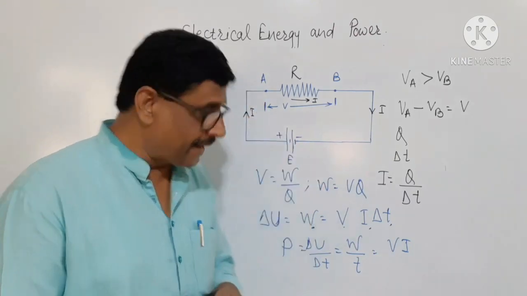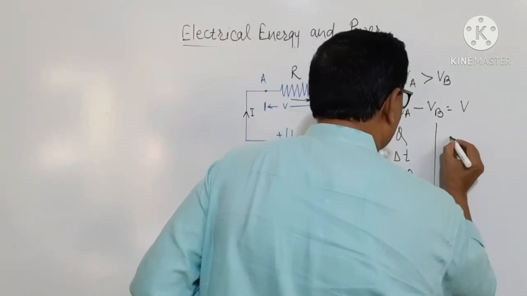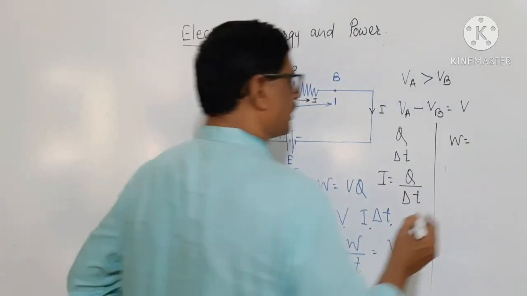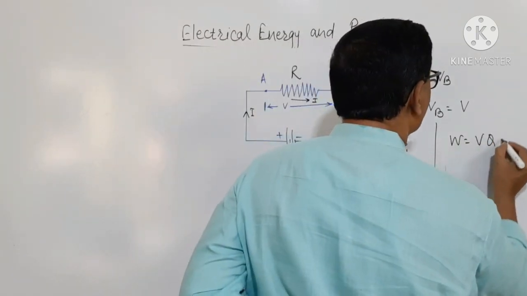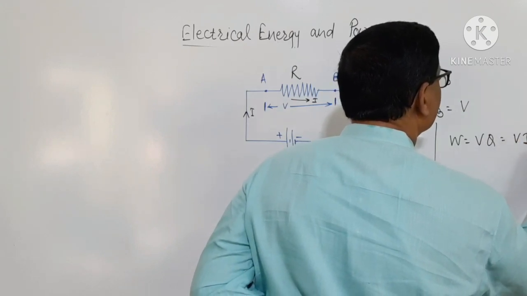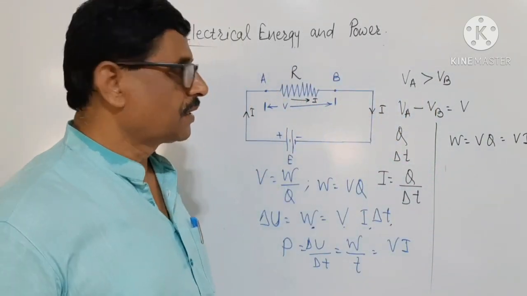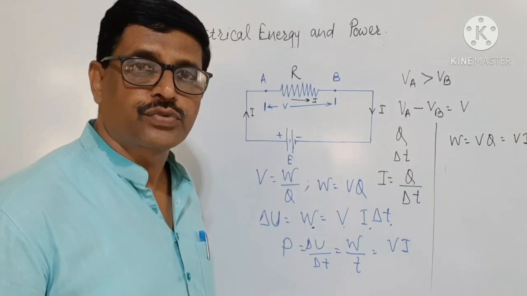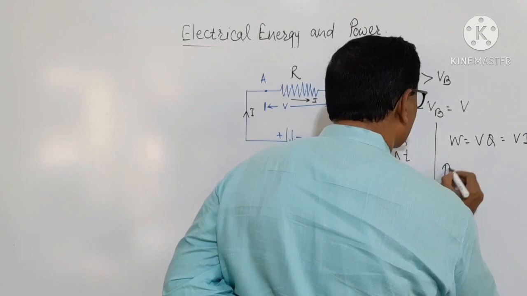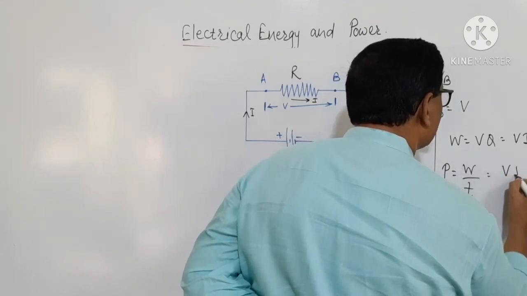Therefore, at the end, what you have to remember is that the work done in an electrical circuit is equal to V into Q, or I will write it as V into I into delta T. I delta T is the charge. Delta T is the time for which current flows through the conductor. And power dissipated is the work upon time. It is equal to V into I.